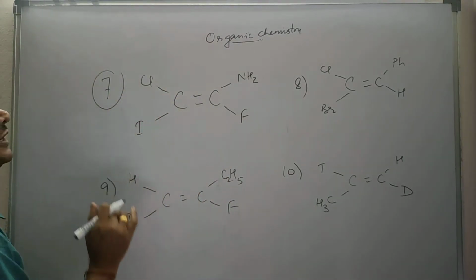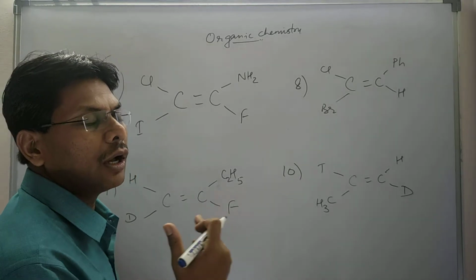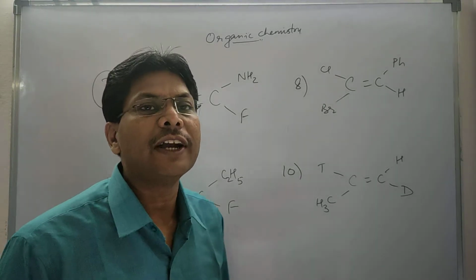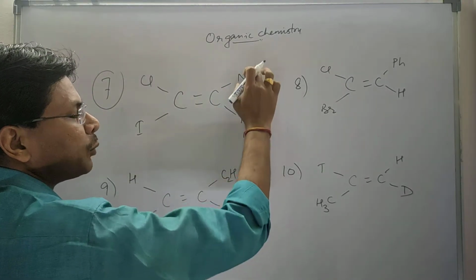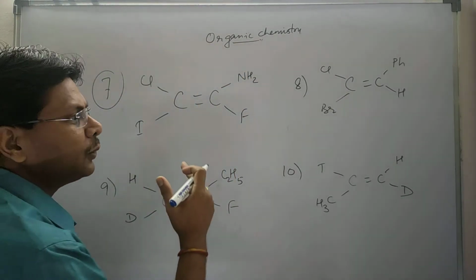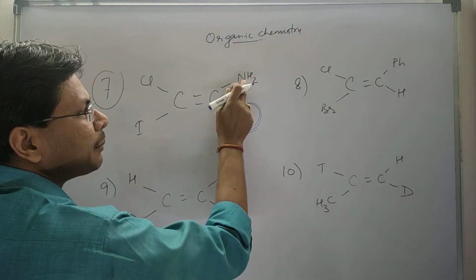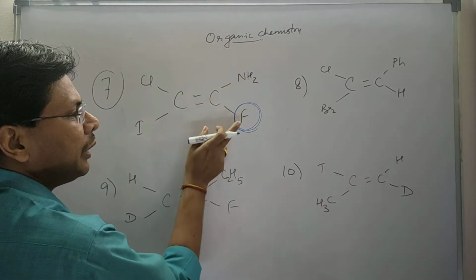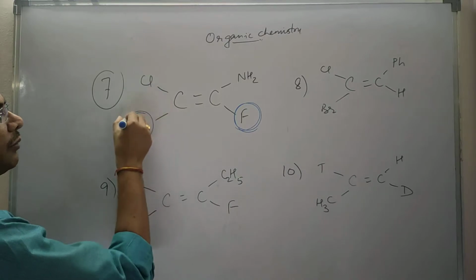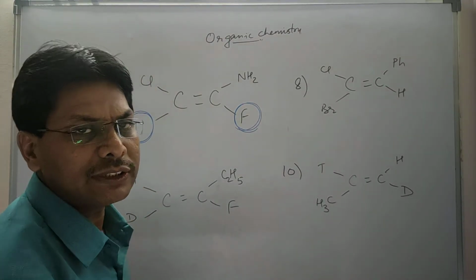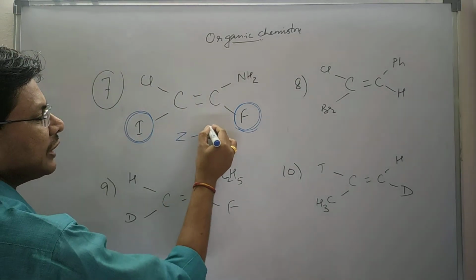Let's see the 7th question. Here a carbon-carbon double bond is there, that means it will obey one of the conditions of geometrical isomerism. Now looking at the substituents present, both are different, so we conclude that it will show geometrical isomerism. Fluorine will get more priority as compared to nitrogen of the amino group, because fluorine is 9, nitrogen is 7. Now coming to chlorine and iodine, iodine will get more priority based on its higher atomic number, that is 53. Both groups are on the same side, so it is Z form.